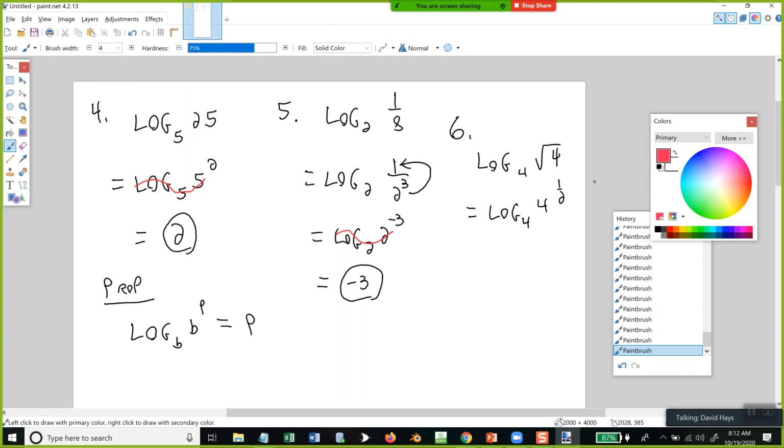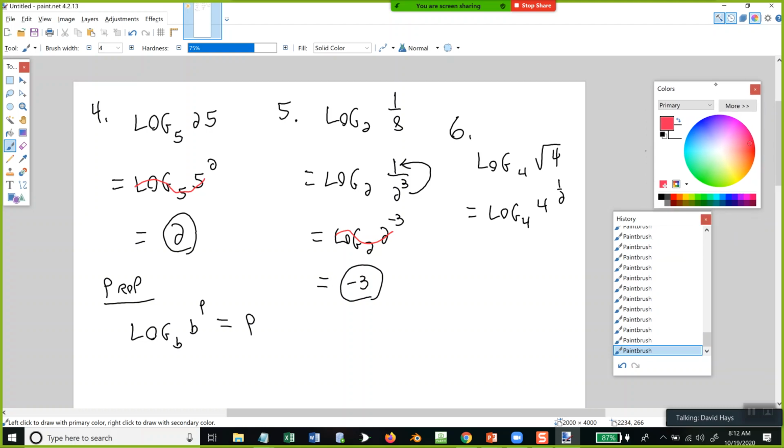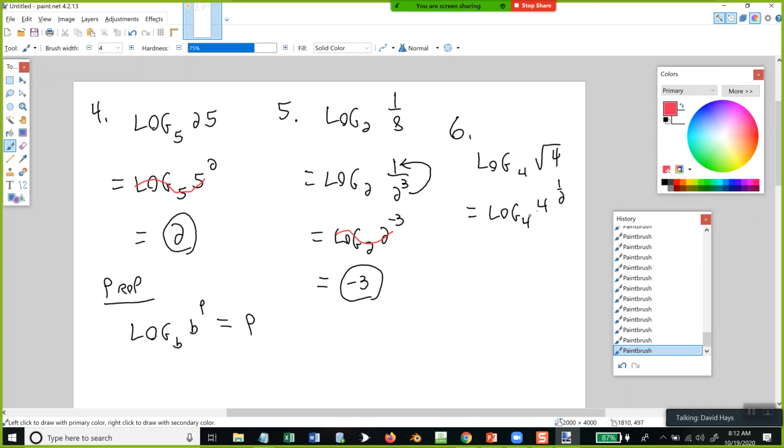And actually, after I've rewritten it, the 4's match, so log and the 4 are going to cancel. And the 1/2 drops out of the exponent, and that's our answer.